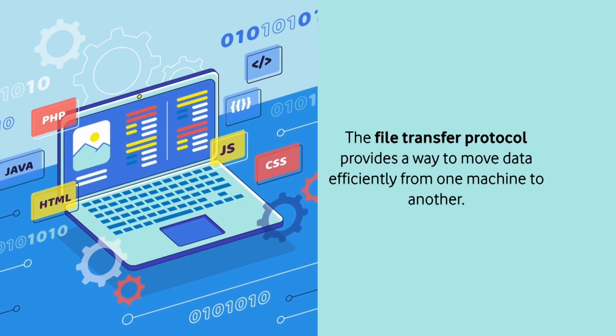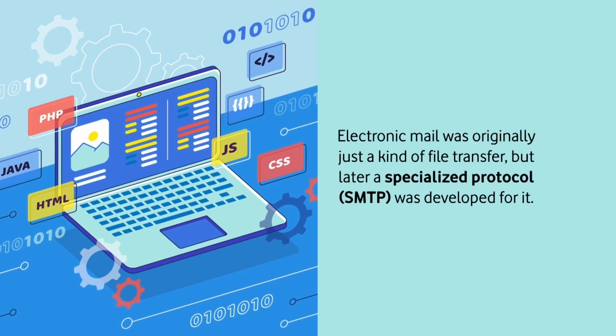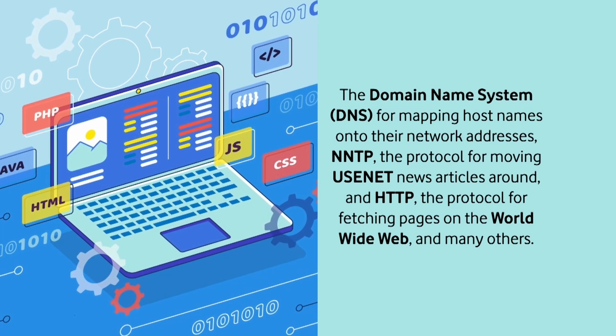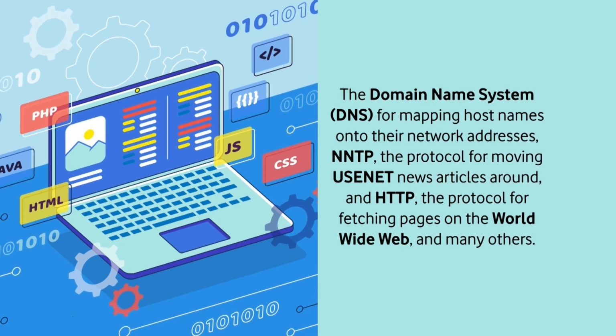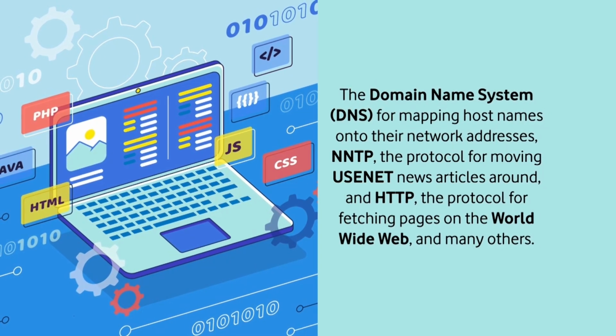So, the virtual terminal protocol allows a user on one machine to log on to a distinct machine and work there. The file transfer protocol provides a way to move data efficiently from one machine to another. Email was originally just a kind of file transfer, but later a specialized protocol, that is SMTP, was developed for it. Many other protocols have been added to these over the years, that is the Domain Name System, you can call it DNS, for mapping host names onto their network addresses, NNTP, the protocol for moving Usenet news articles around, and HTTP, the Hypertext Transfer Protocol, the protocol for fetching pages on the World Wide Web, and many others. So, these are the 4 layers which comprise the TCP/IP reference model.